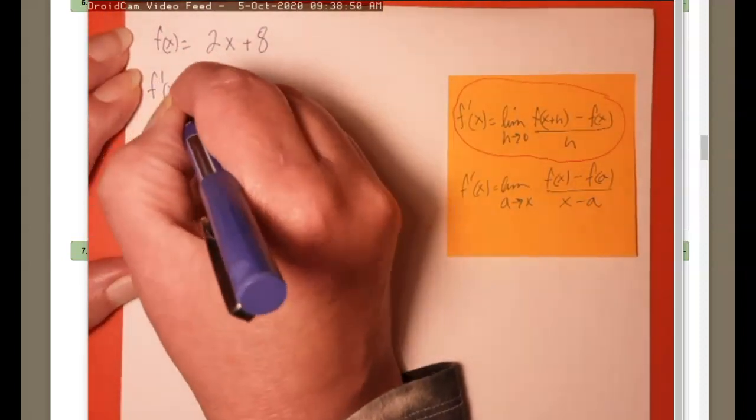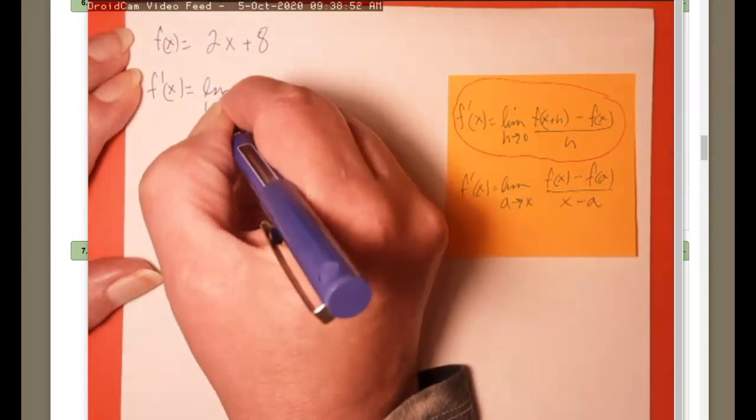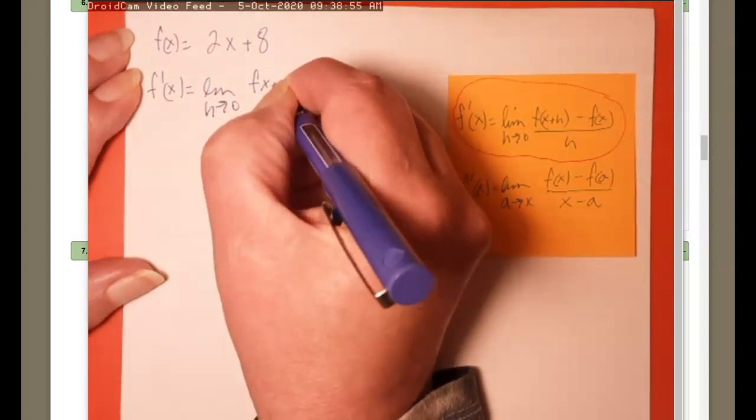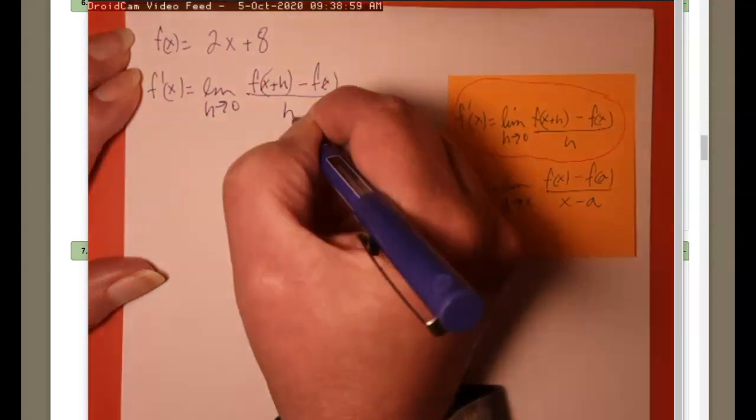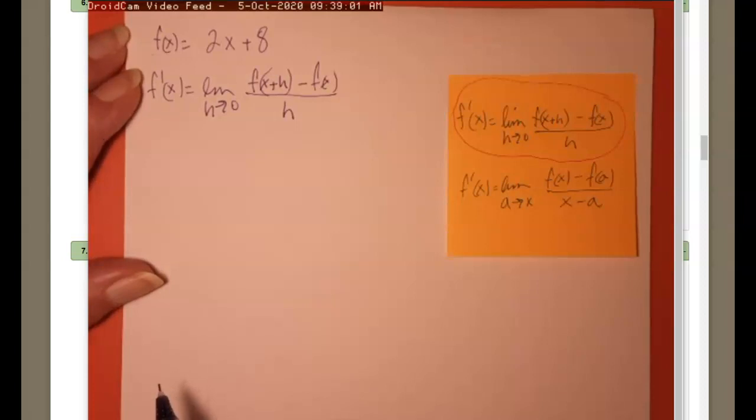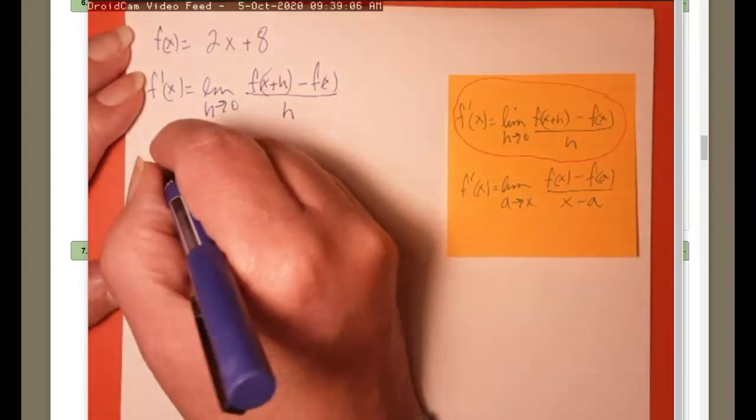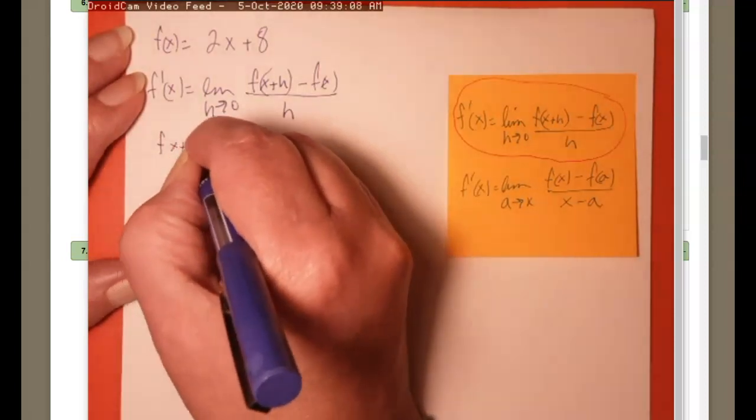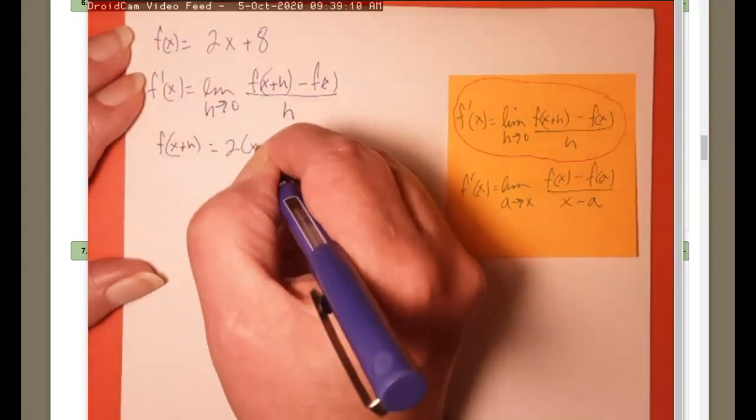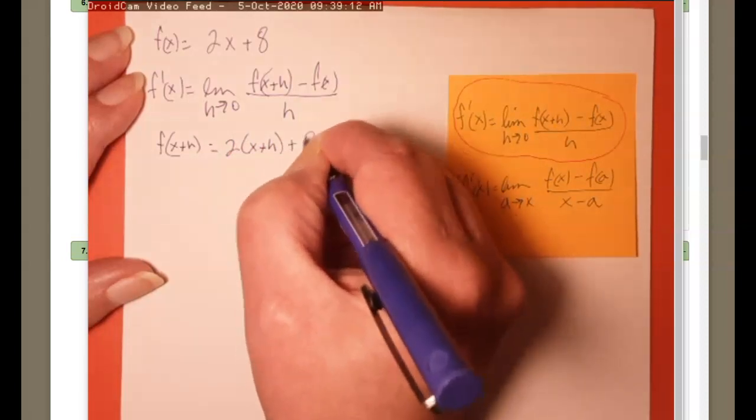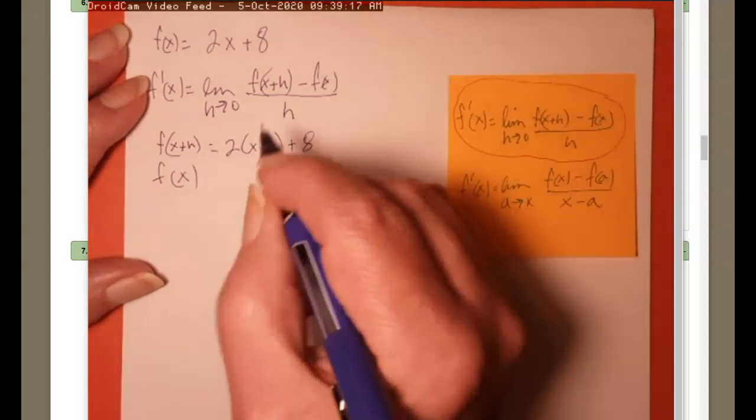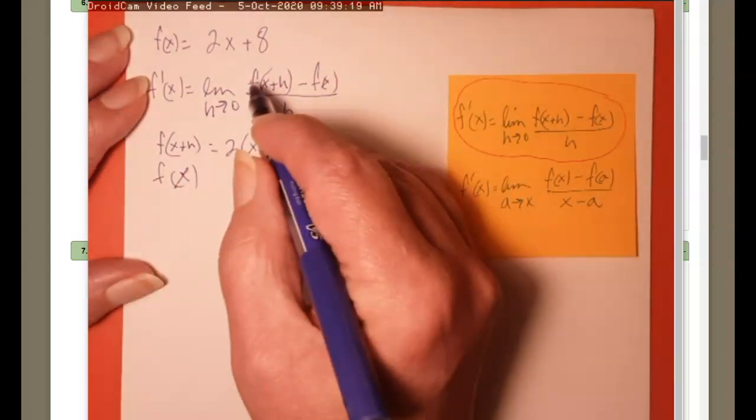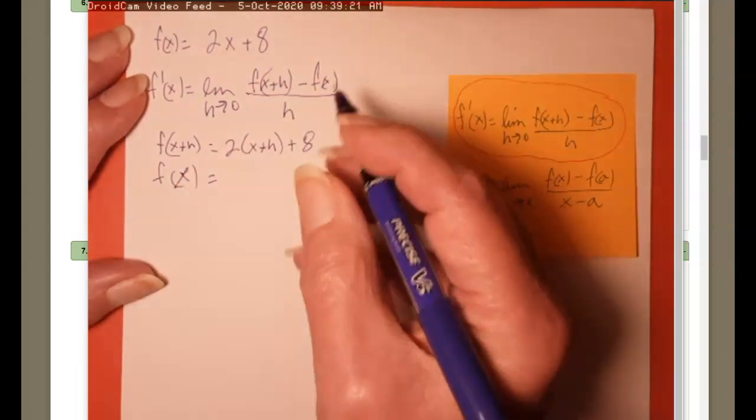F prime of x is equal to the limit as h goes to 0 of f of x plus h minus f of x over h. I recommend you write it down every time until you've got it memorized, and then even then you might still write it down. So I need f of x plus h, which gives me 2 times x plus h plus 8, and I need f of x. Now you could do this all in one line, so if you're feeling comfortable doing it all in one line, but oftentimes seeing what the pieces look like is a lot more helpful.